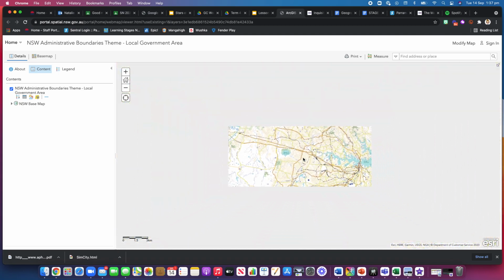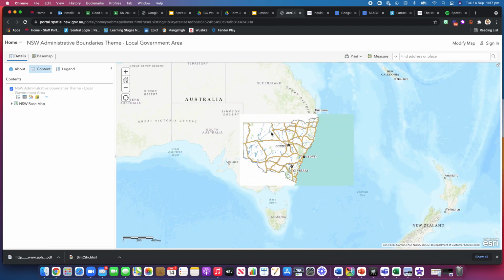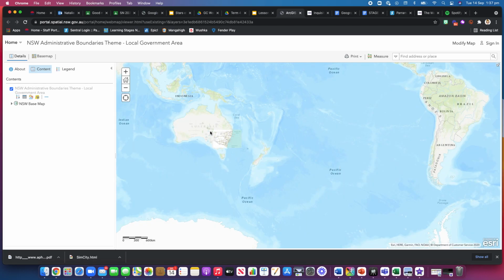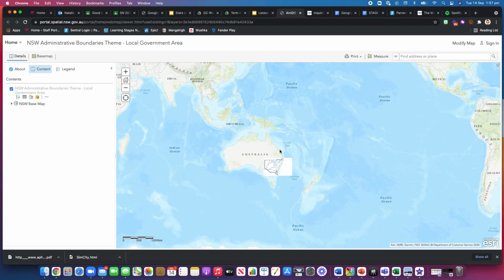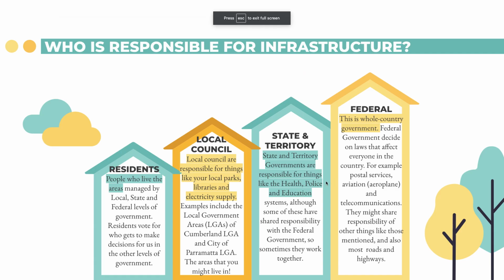Then we've got state or territory, which is New South Wales, for example, or Queensland, or Tasmania, or Northern Territory. And then we talk about federal, which is the whole country. Each of those levels of government are responsible for different types of infrastructure.